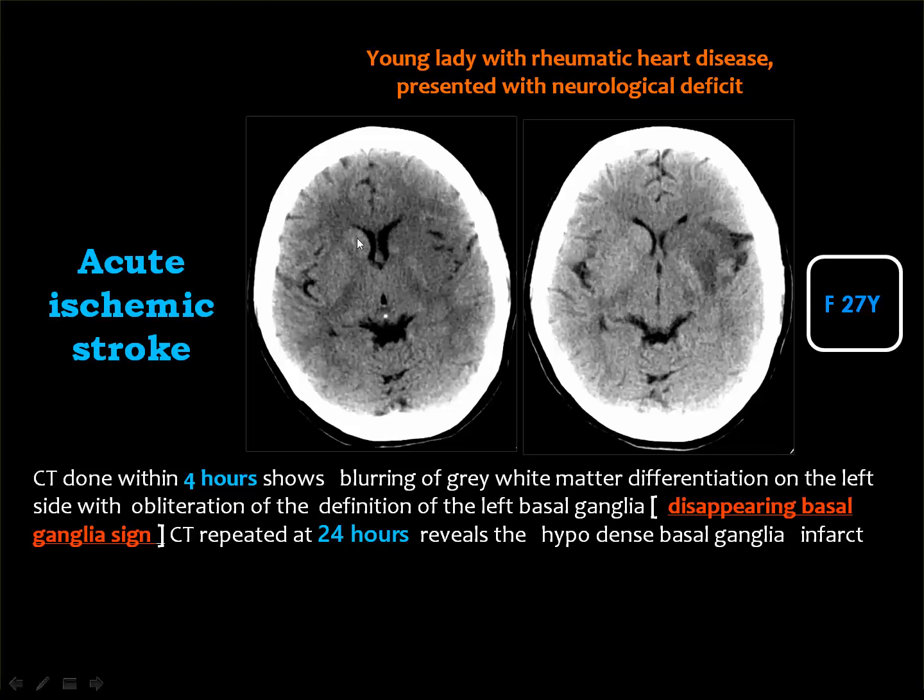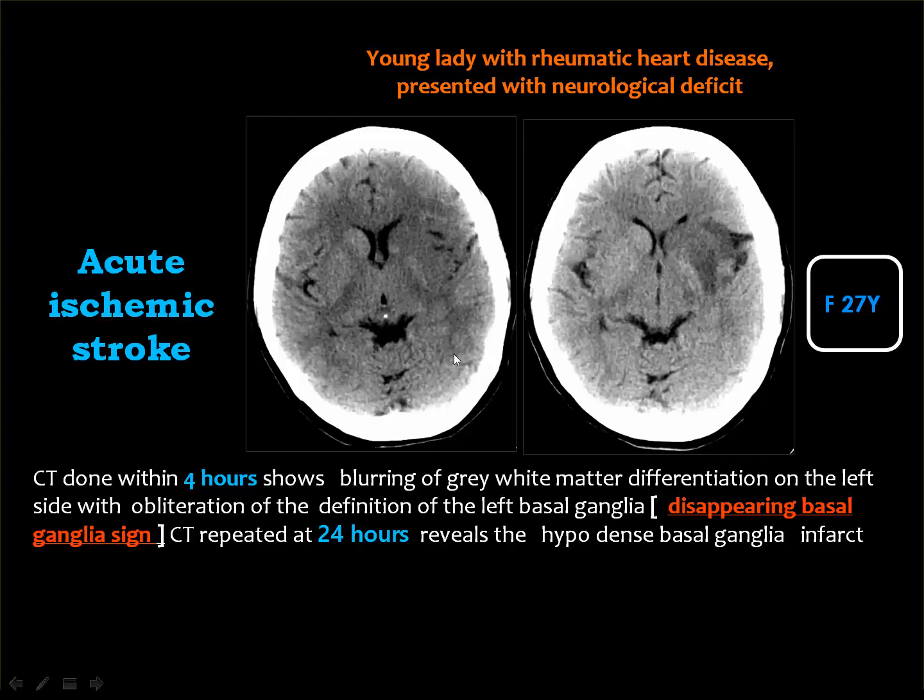And here is another example. Look here, this is the head of the caudate, lentiform, and thalamus. You see it clearly. But on the opposite side, you cannot see these structures. After some time, you get the appearance of the infarction.